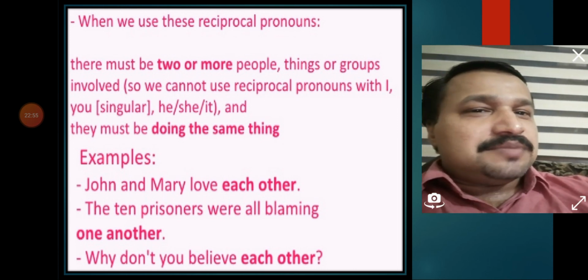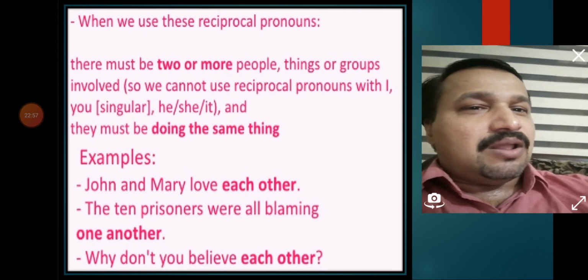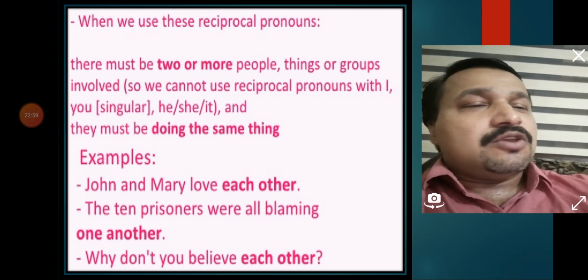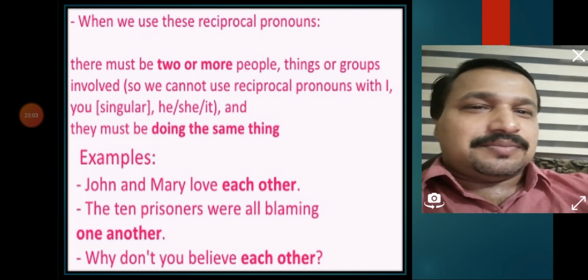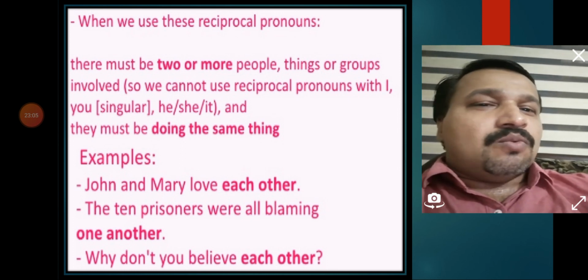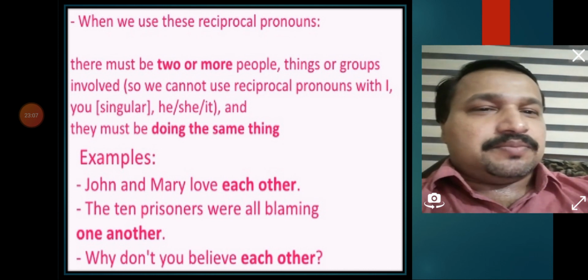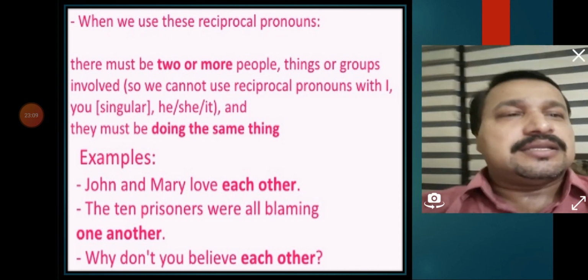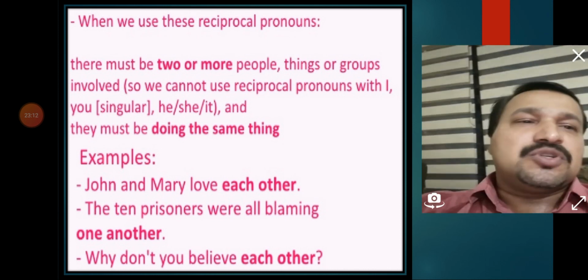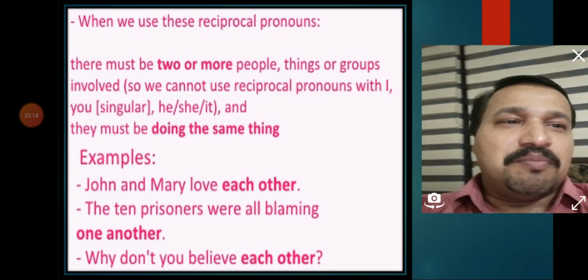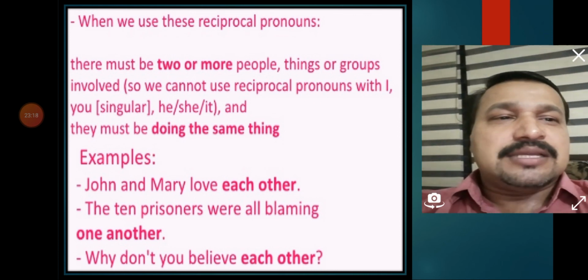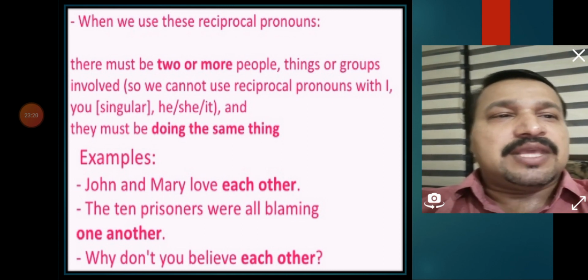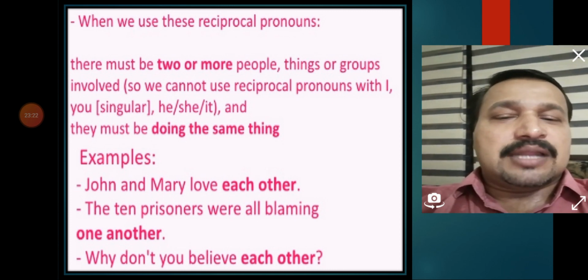The ten prisoners were all blaming one another. That is, one to the other. That is the sense. Why don't you believe each other? There you can see that there are two persons. The number should be minimum two or more. Then only we can use reciprocal pronouns. And they are doing something vice versa or connected to each other.